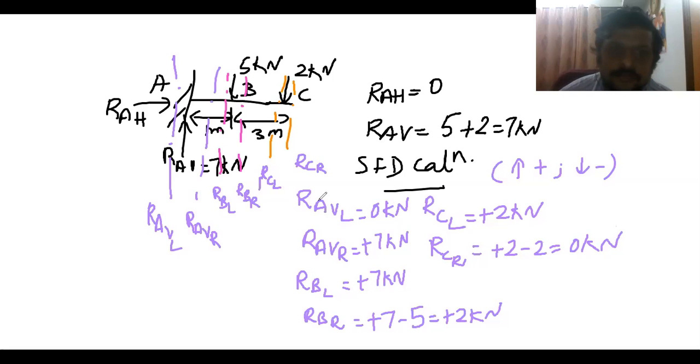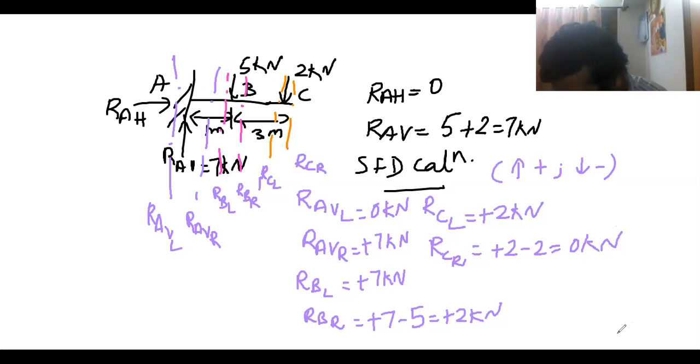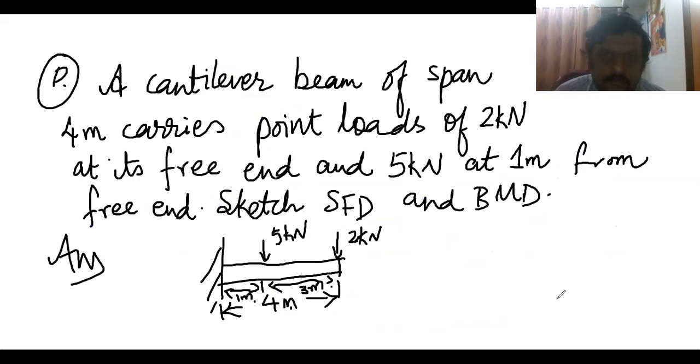Is that clear, students? Now that is with respect to the reactions. SFD reactions, now to draw. So this is 5 and 2. And 1 meter from the free end, 5 kilonewton. So this is actually 5 kilonewton and 2 kilonewton. So this is 1 meter and 3 meter.